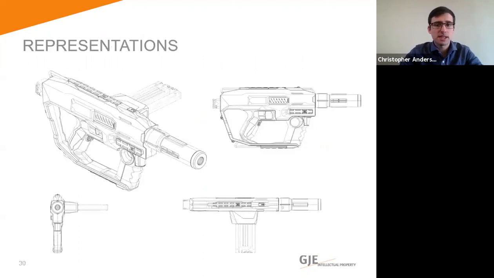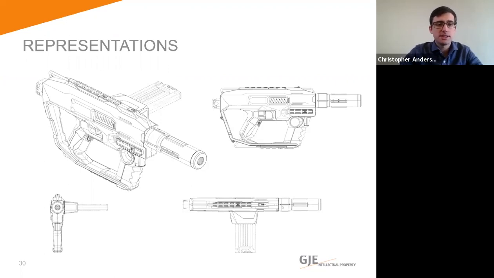So here are some more representations, this time for Hasbro Nerf guns. You can see here the different views that we typically file within one application to show the different sides of the product and help build up a picture in three dimensions of the product.